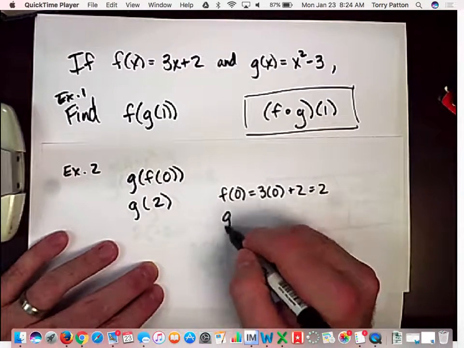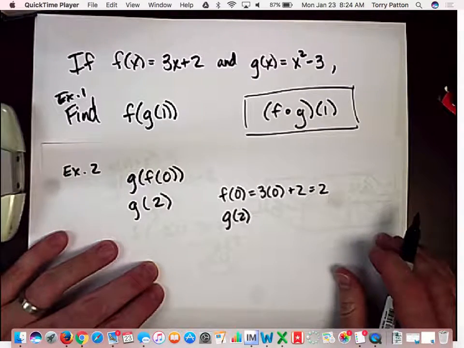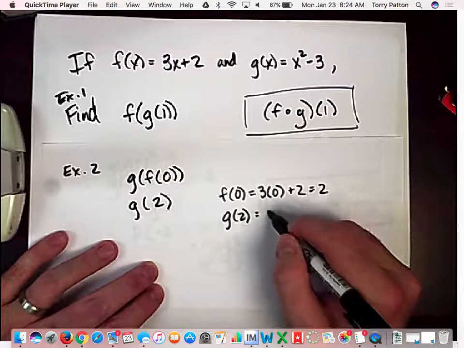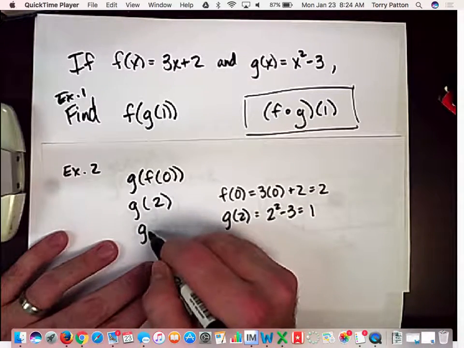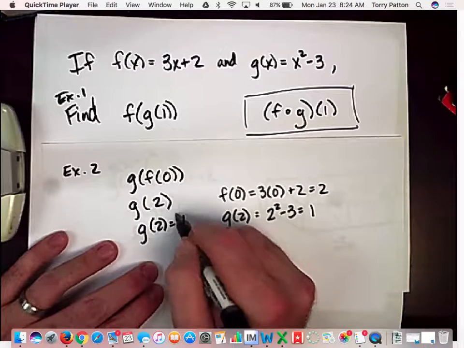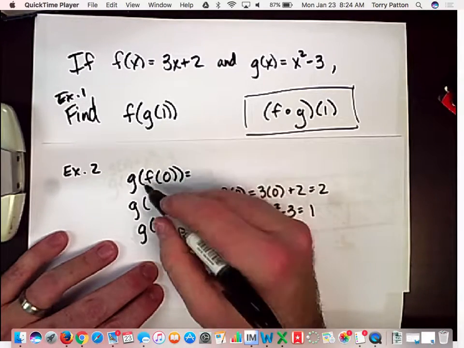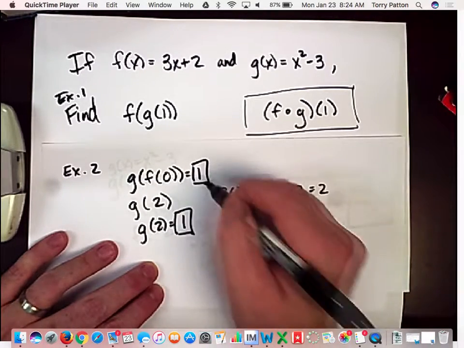Then g of 2 would be what? 2 squared minus 3, which is 4 minus 3, which is 1. So g of 2 equals 1. So g of f of 0 equals 1.